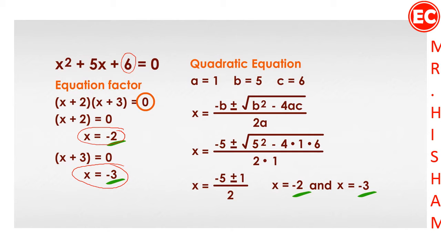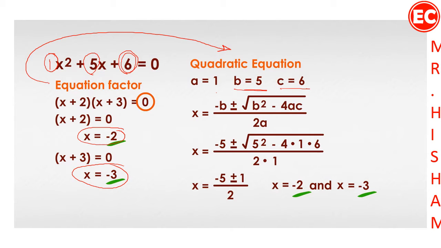And also, without factorization, you can use the quadratic formula. A is the coefficient of x squared. B is the coefficient of x. C is the absolute value, the term without x squared or without x. Let's plug in the values together. x is equal to negative b plus or minus the root of b squared minus 4ac, divided by 2a.